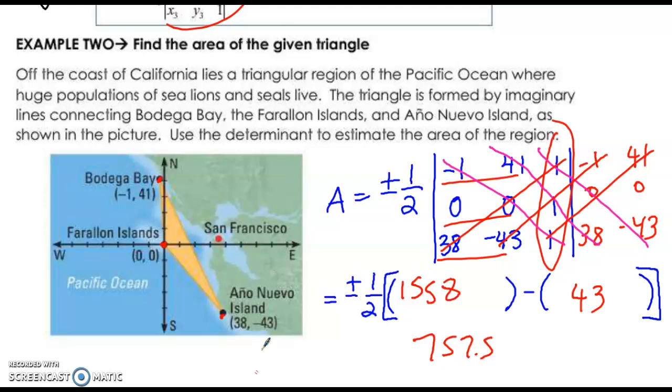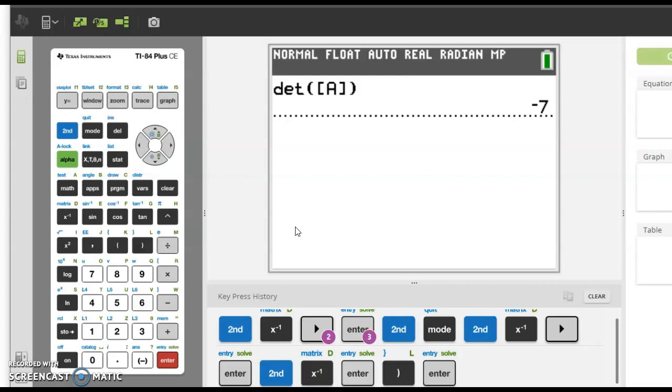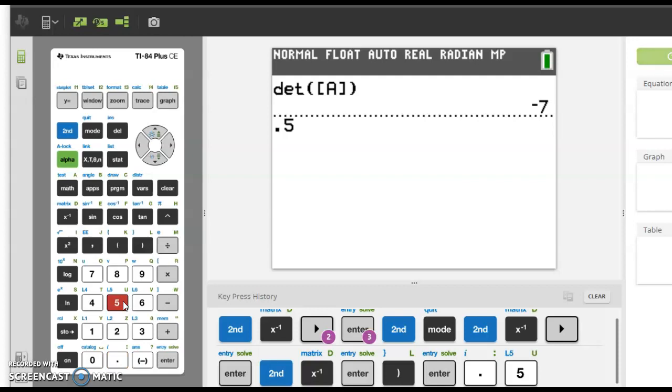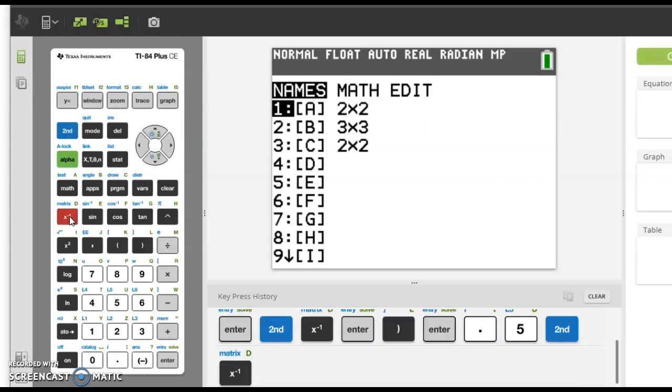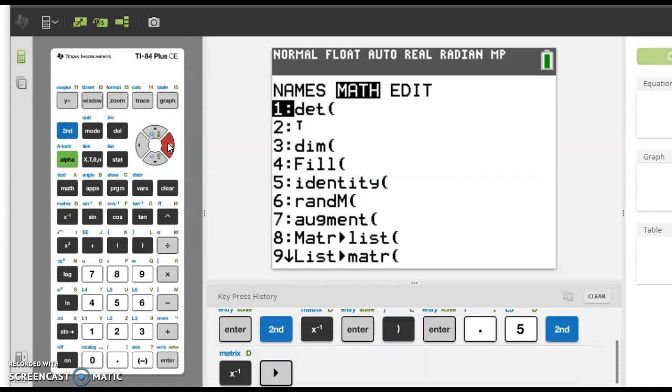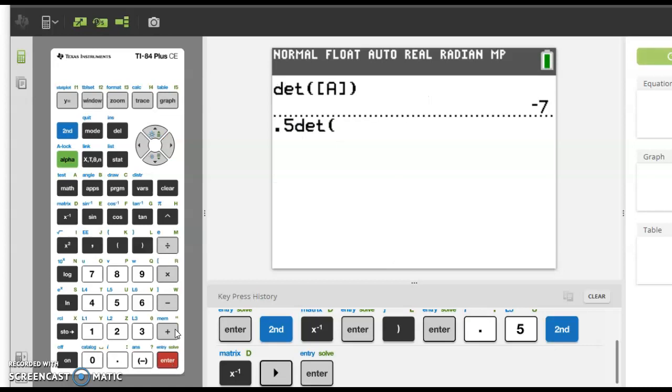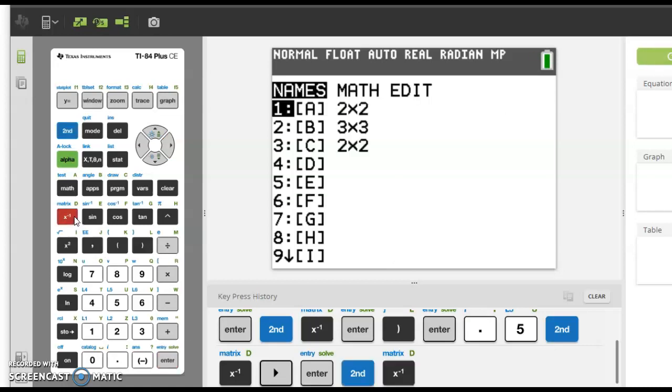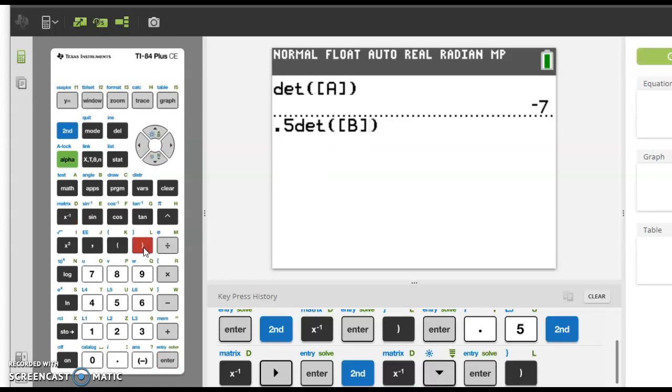If you did this on the calculator, I already have this inputted into the calculator as B. I'm going to do 0.5 times the determinant, so we go to second matrix, and we want to do the determinant. Now we have to tell it what matrix name we want. I hope this is right. I've done so many problems, I think that's the right matrix. There we go, we get the same answer. A lot quicker, a lot faster, a lot fewer mistakes if you use the calculator.